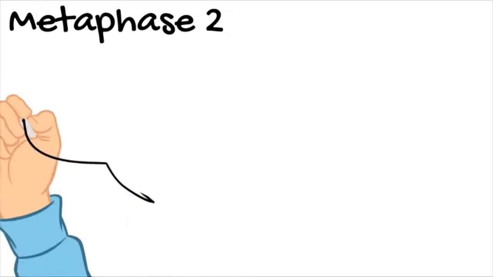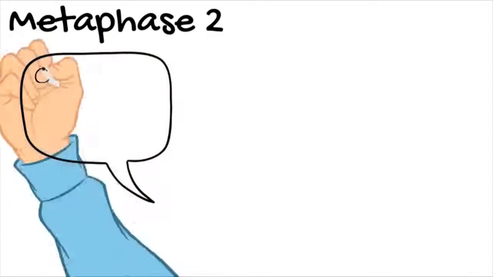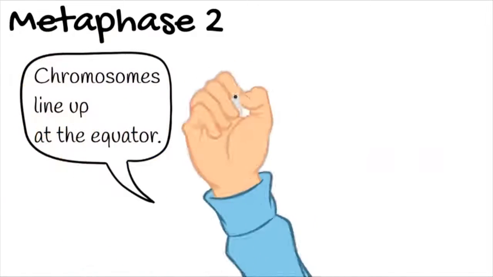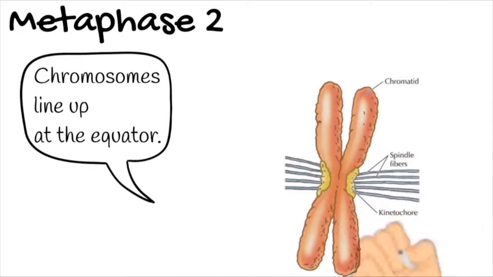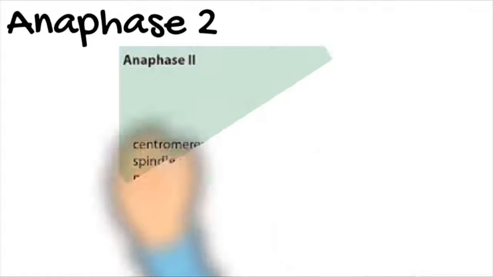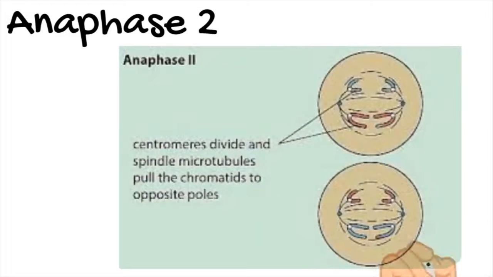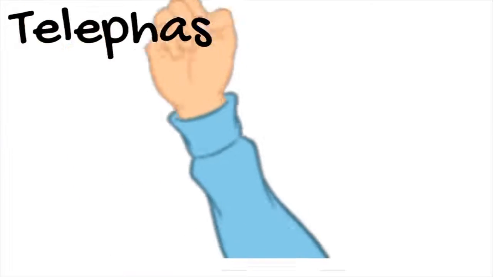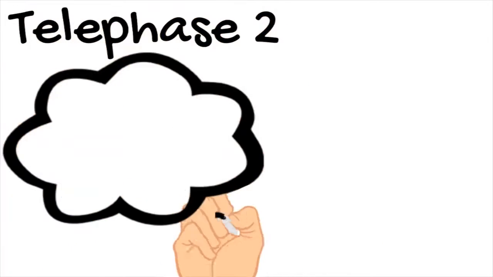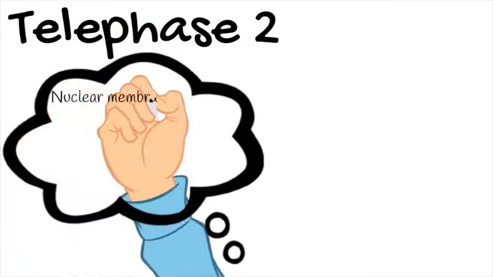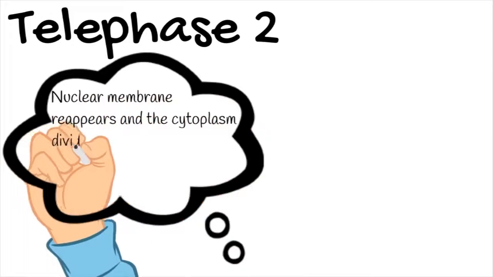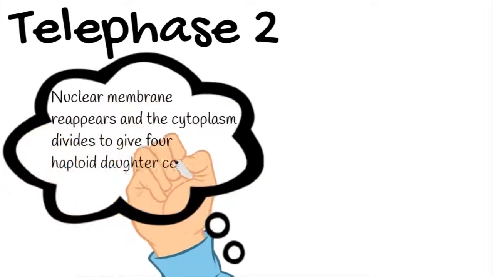The next stage will be metaphase 2. Here the chromosomes all line up at the equator, followed by anaphase, where the chromosomes are pulled apart into the opposite poles. Next is telophase 2, where the nuclear membrane reappears and the cytoplasm is divided, giving rise to 4 haploid daughter cells. These 4 haploid daughter cells are the gametes.